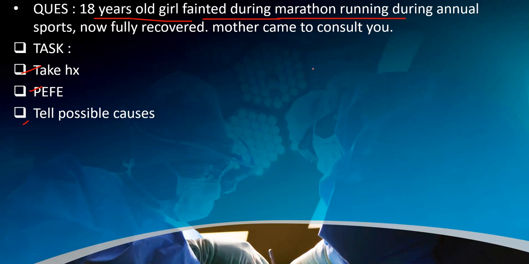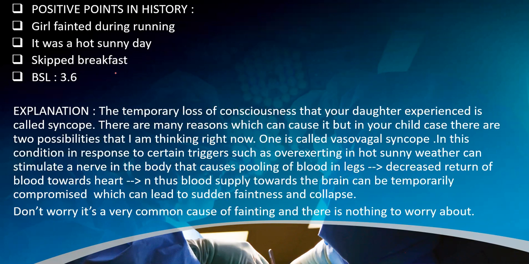Okay, let's move on to this vasovagal syncope. An 18-year-old girl fainted during a marathon. What are the positive points in the history? So the girl fainted during running. It was a hot sunny day. And this is also an important addendum here. The patient skipped breakfast in the morning and now the BSL is 3.6.